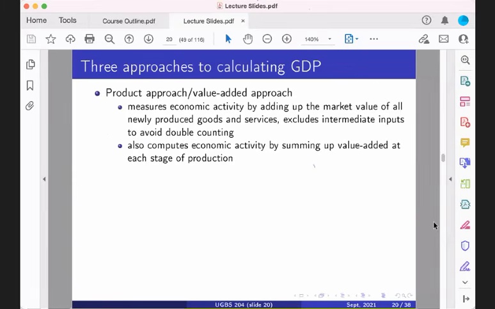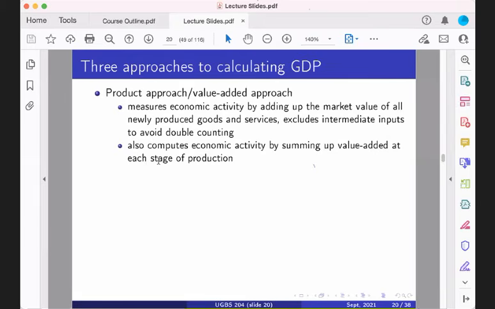All right. So there are three approaches to calculating GDP. There's the product approach, or the value-added approach. It measures economic activity by adding up the market value of all newly produced goods and services, excluding intermediate inputs, to avoid the problem of double counting. I mentioned this earlier on. An alternative approach computes economic activity by summing up all value added at each stage of the production.